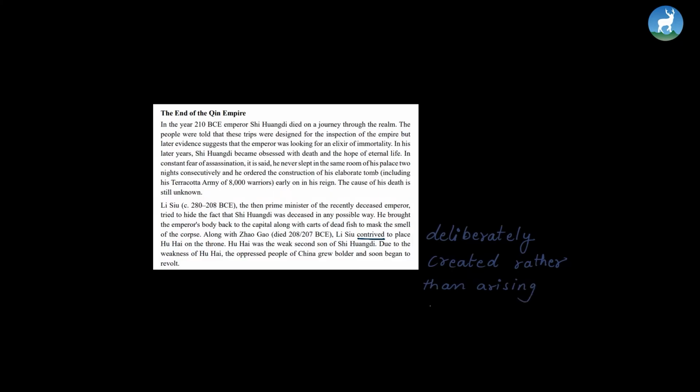Due to the weakness of Hu Hai, the oppressed people of China grew bolder and soon began to revolt. Through a series of uprisings and rebel alliances, the Qin authority was overthrown in the year 206 BCE in the capital of Xianyang. The imperial house was massacred and the Qin dynasty was thus at an end.